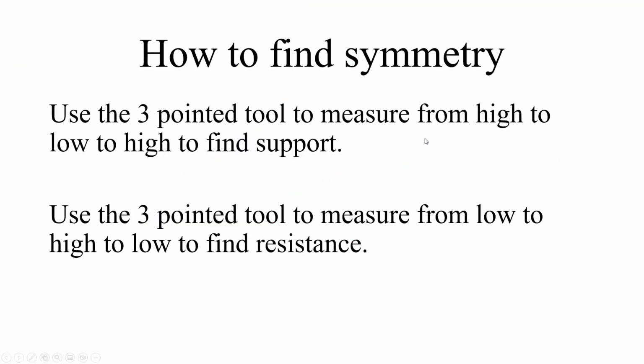So that's a really good tool to be able to have. How to find symmetry? We use a 3-pointed tool to measure from high to low to high to find support. Okay, that's what I showed you on the SPX cash example. And then how to find it for resistance? We do low, high to low. That's what I just showed you on the Apple example.